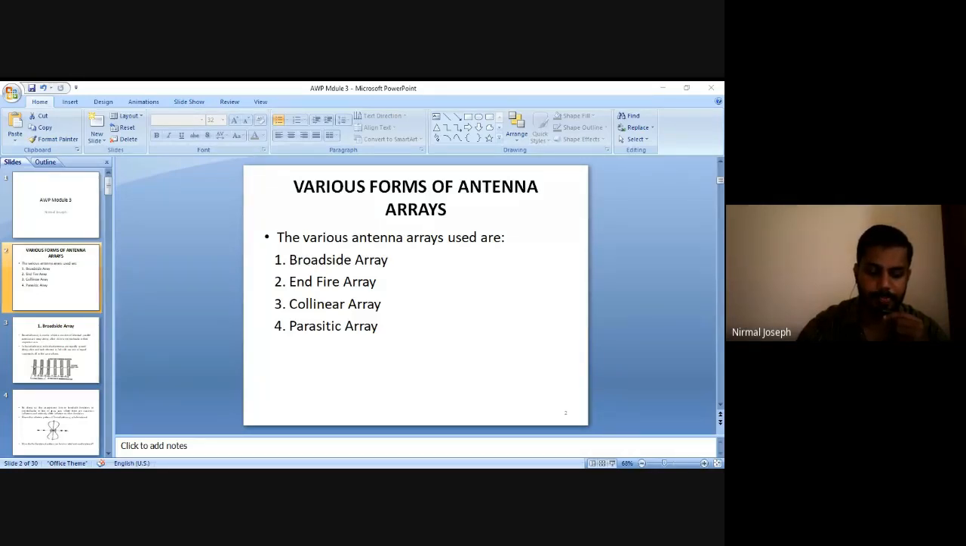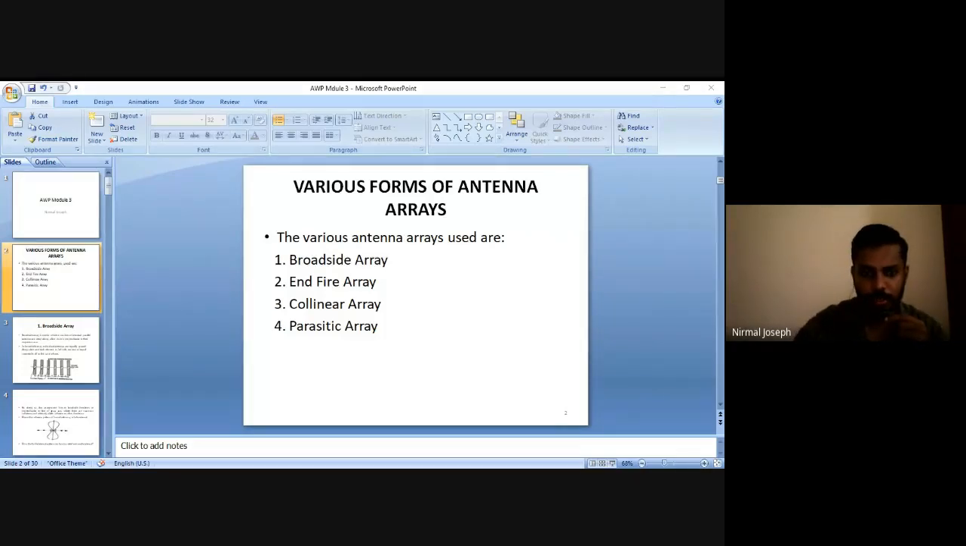I think we have completed the derivation of an array of n isotropic elements separated by equal distance, or separated by a distance equal to lambda by 2. I think we already completed that. Next we are going to see what are the types of antenna arrays, and after that we will see what is an end-fire array and what is a broadside array, and the general steps for the derivation of those things.